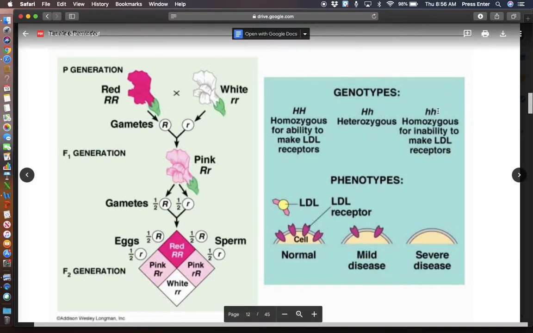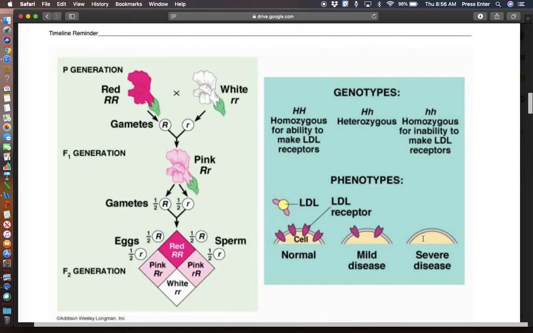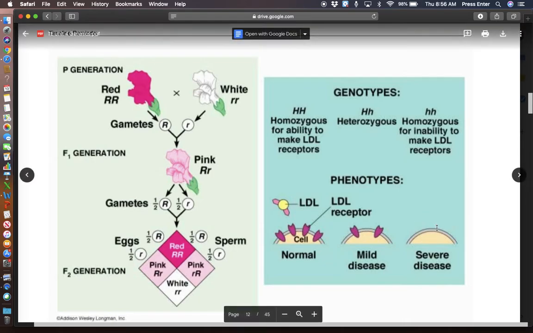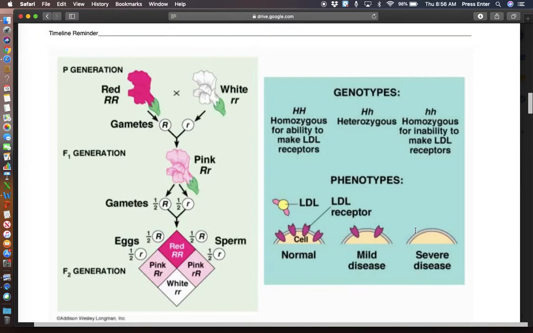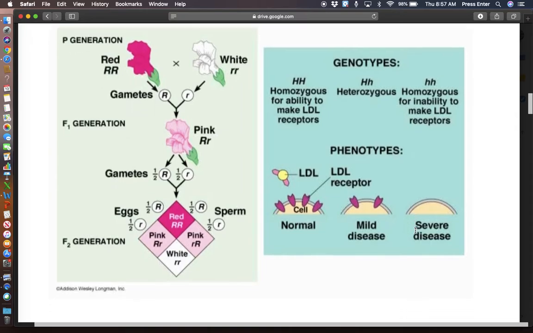If you are homozygous recessive, little h, little h, you have the inability to make those LDL receptors, so you suffer severe disease. All that cholesterol that you take in stays in your bloodstream. It doesn't get taken into the cells and used for energy and that sort of thing. And that is a concern. People with this inability to make these LDL receptors will have a higher blood cholesterol, therefore they have a higher chance of cardiovascular disease as well.